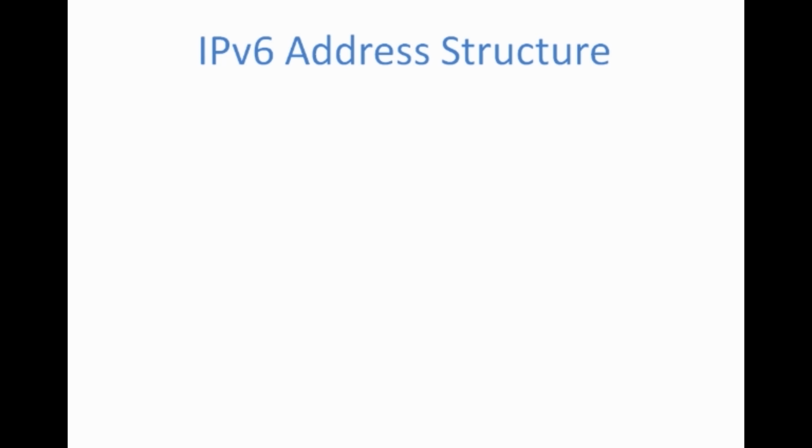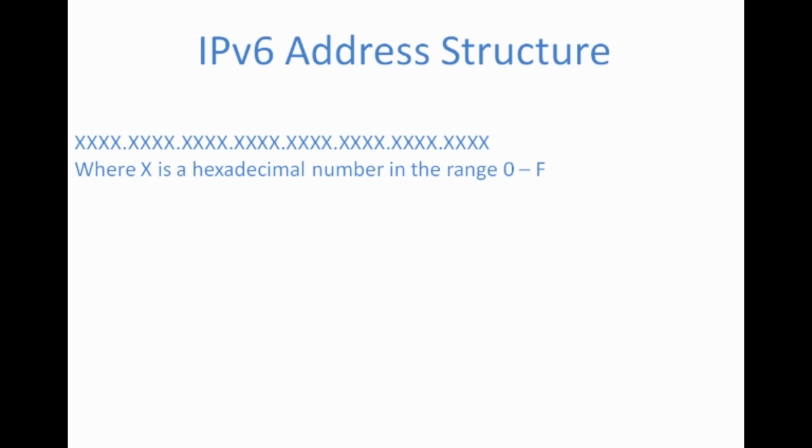Let's check out the address structure of IP version 6. While IP version 4 was a 32-bit address, IP version 6 is a 128-bit address. And the addressing can be written in a dotted decimal notation, as indicated with the X's on screen. The X's in this case, those are hexadecimal numbers. A hexadecimal number is in the range of 0 through F. The way this counts is 0, 1, 2, 3, 4, 5, 6, 7, 8, 9, A, B, C, D, E, F. There are 16 possible values for a hexadecimal digit.